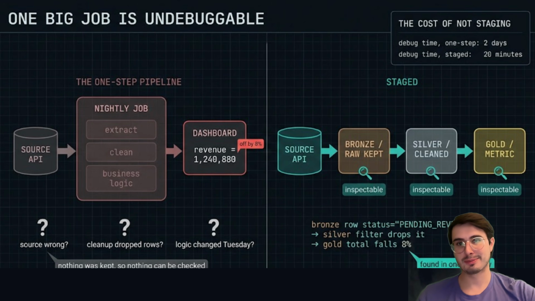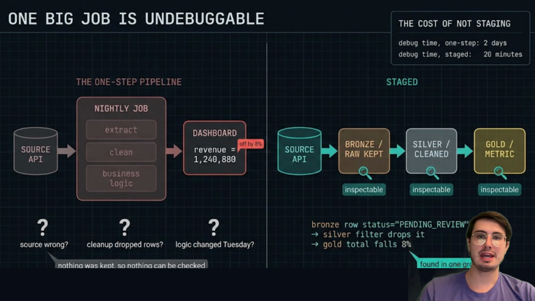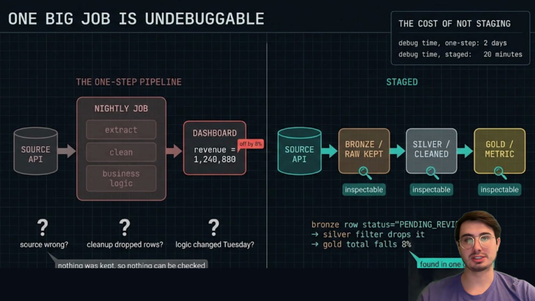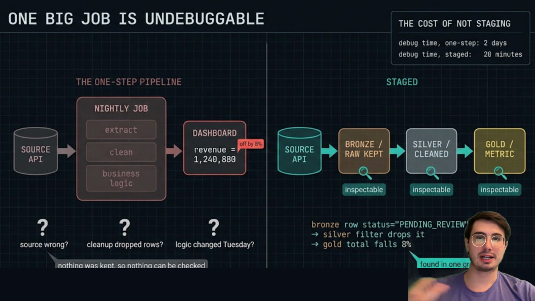So the fix is to stop treating a pipeline as one step and start treating it as a series of stages where each stage has one job and each stage leaves its output on disk. So raw stays raw, cleaning happens apart from business logic, and every stage leaves behind something that you can go and look at. So bronze, silver, and gold is just that idea with the names attached. There's nothing more clever than that.